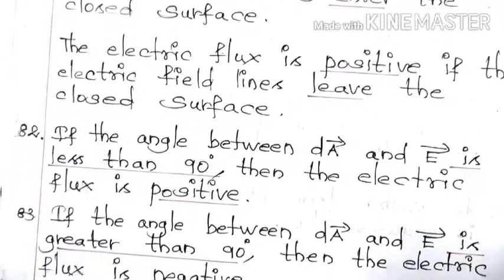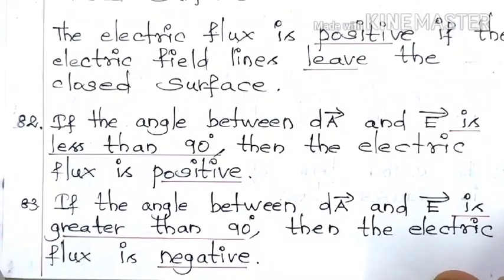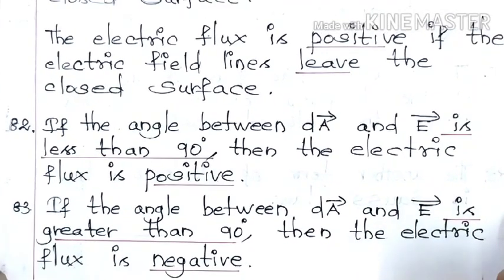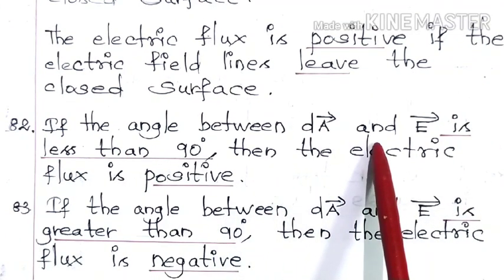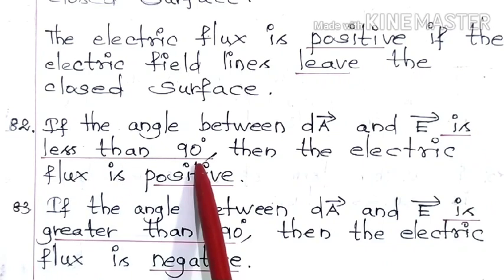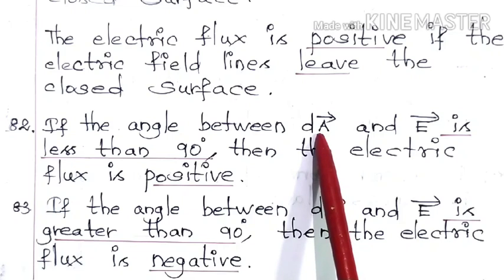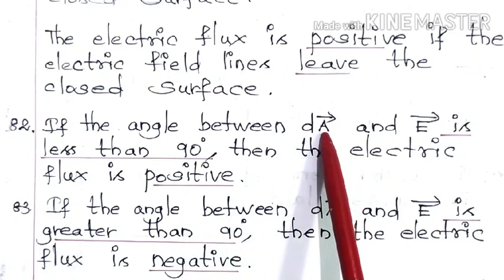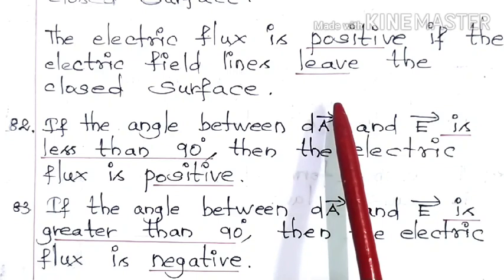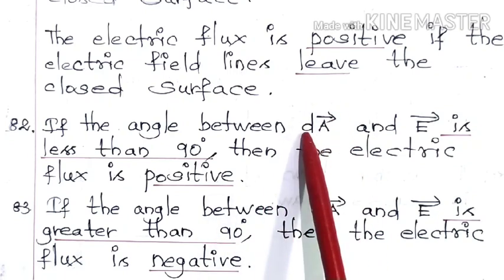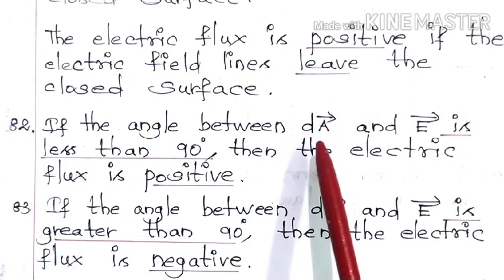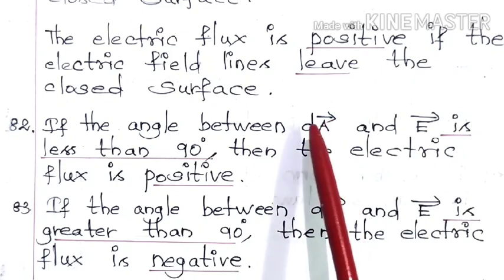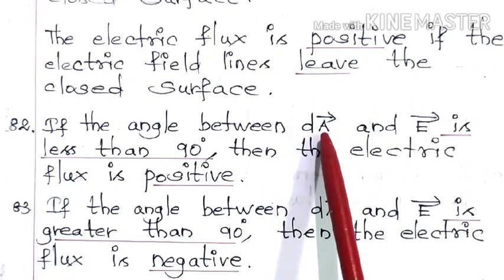Next point, if the angle between dA vector and E vector is less than 90 degree, then the electric flux is positive. Here what is meant by this dA vector? A is nothing but the area of the closed surface. Then what about dA? dA is a small piece of that closed surface, a small part taken out of that closed surface, that is dA vector.